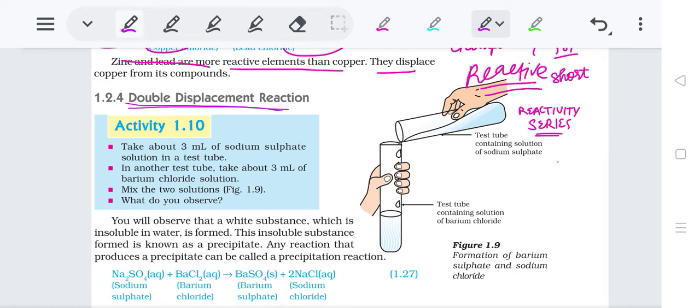Then we have double displacement reaction. So we have a test tube containing sodium sulfate plus barium chloride.